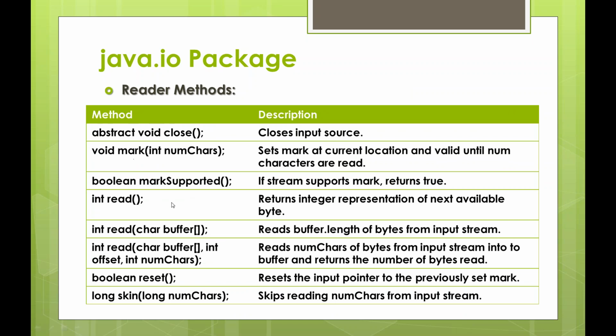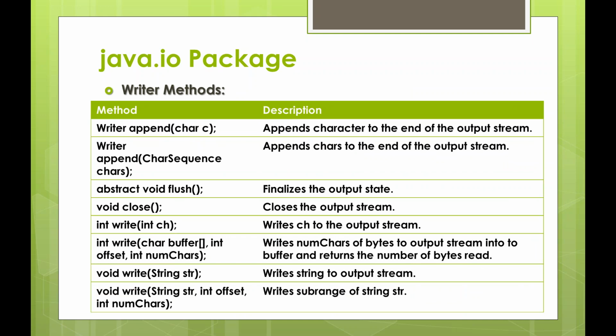We have close, mark supported, read. All the methods which you see for bytes, right? The similar kinds of methods are available in your reader and writer. Okay, so I'm not going to explain these things again. We have already discussed those things with respect to byte streams.